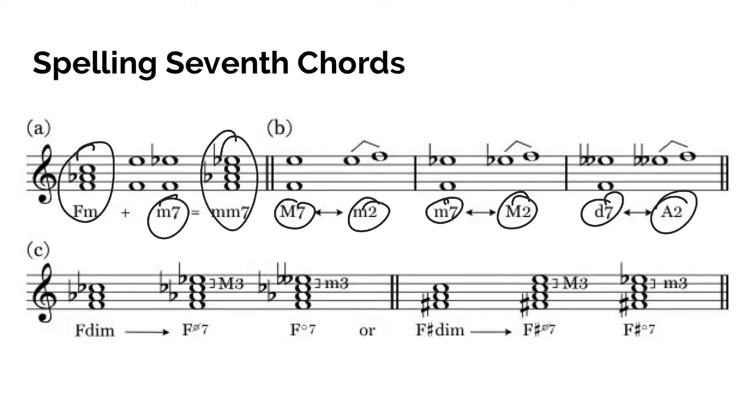Diminished seventh. A diminished chord or fully diminished chord, the triad is what makes it diminished. If it's half diminished, it's a diminished triad with a minor seventh on it. A fully diminished is a diminished triad with a fully diminished seventh, and you can see that here. Or you can think about fully diminished chords as a bunch of minor thirds stacked on top of each other.